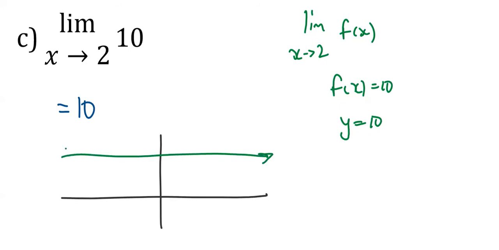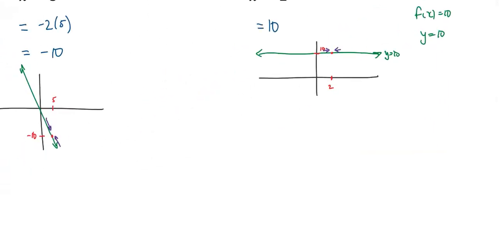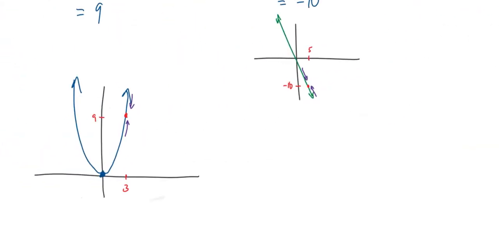It's a horizontal line. Y equals 10. It goes through the value 10, and so at 2, it equals 10. There's your sketch, because as I'm approaching from the left and as I'm approaching from the right, I'm approaching 10, because it's just always 10. Sometimes those simplest ones are the trickiest.